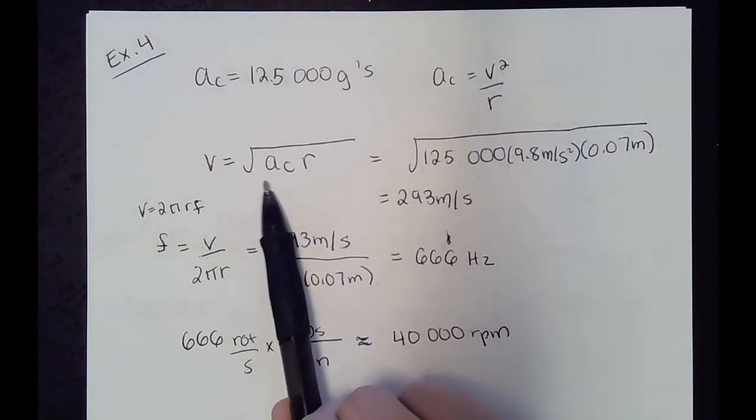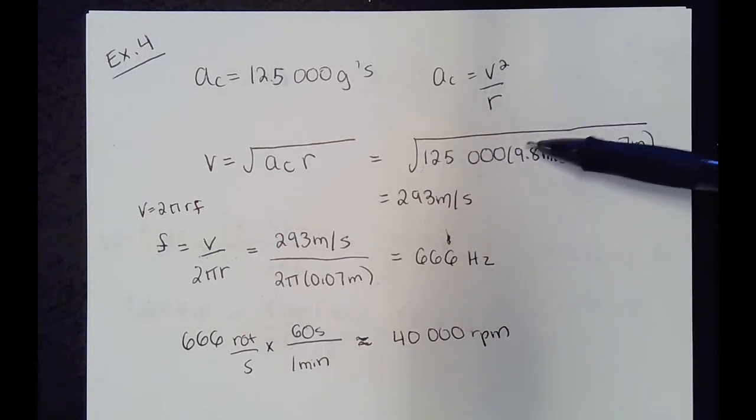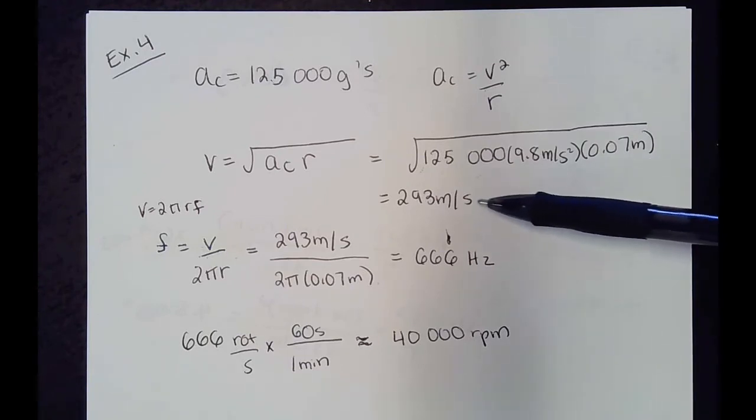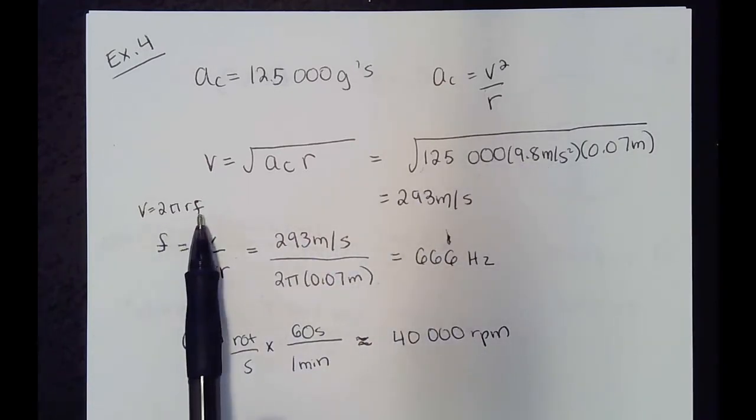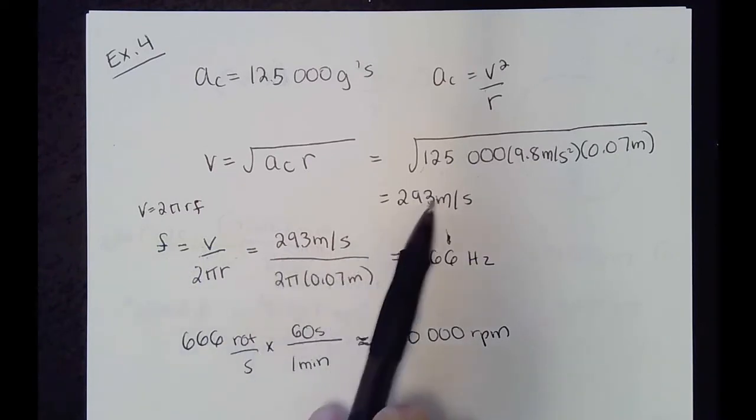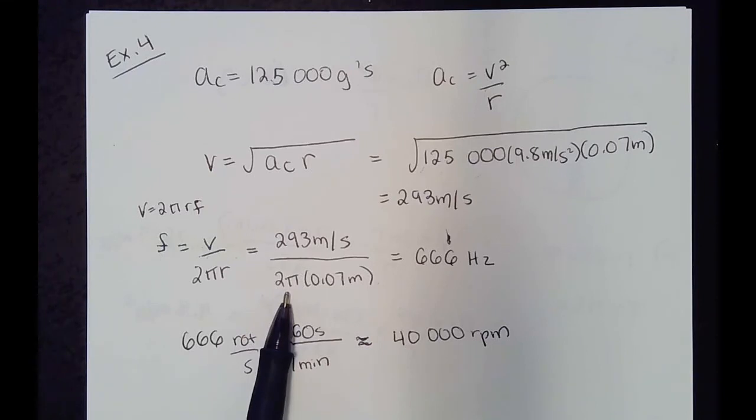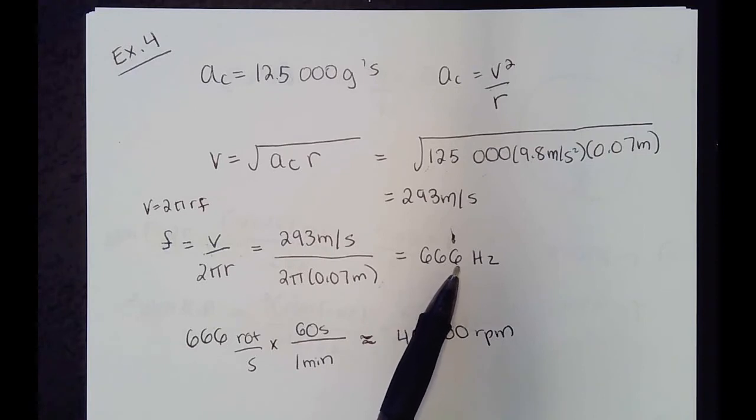So we have v equals the root of a_c times r, which is 125,000 g's, so 125,000 times 9.8 meters per second squared, times r, 0.07 meters. This gives me 293 meters per second. So now we can find the frequency using v equals 2 pi r f. f is v over 2 pi r: 293 meters per second over 2 pi times 0.07 meters, which is 666 hertz.